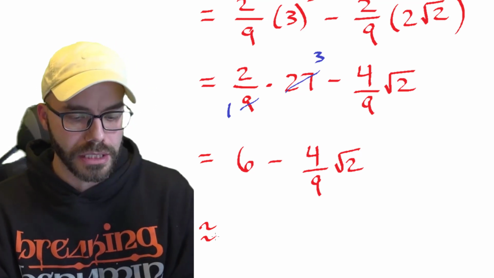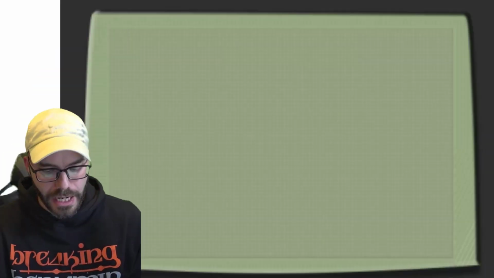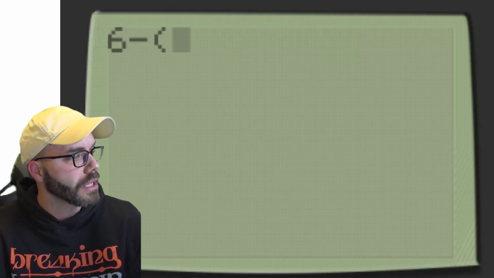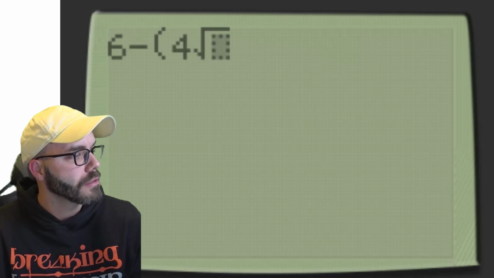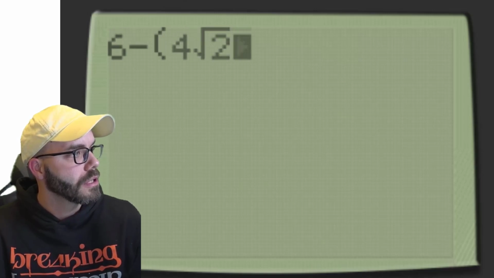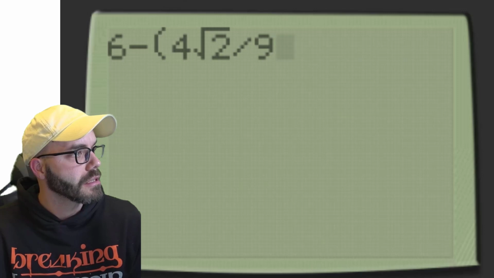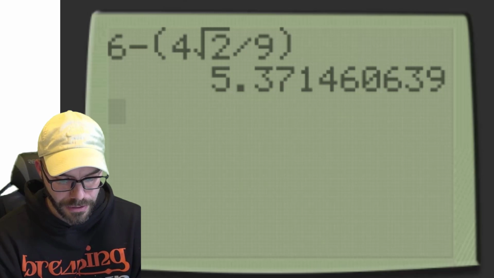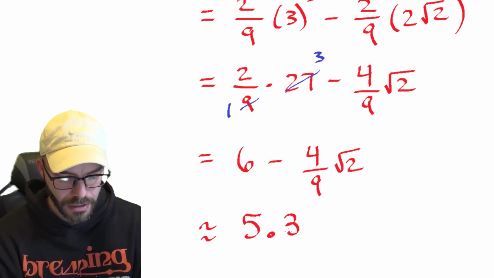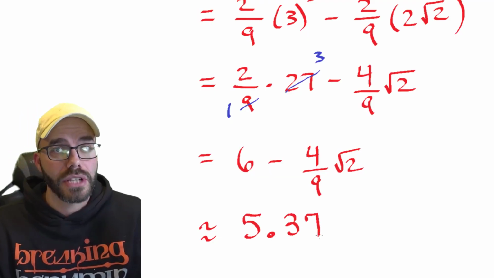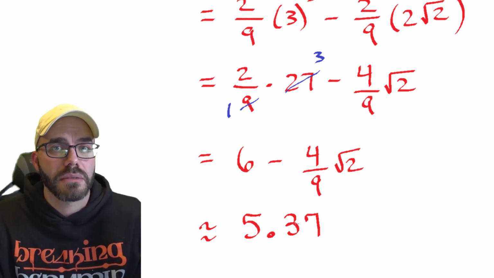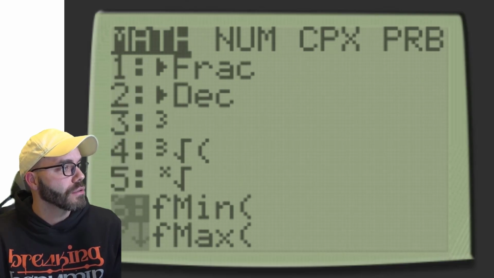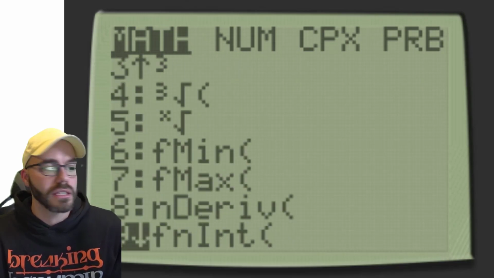Round to 2 decimal places. So if I go to my calculator and I calculate 6 minus, I like to put it in parentheses just to be careful, 4 square root of 2 divided by 9, is approximately 5.37. So let's use our calculator to actually calculate the definite integral and see if we get the same thing. So go to math, go down to FN int, hit enter.